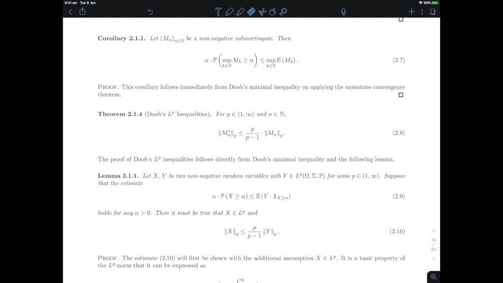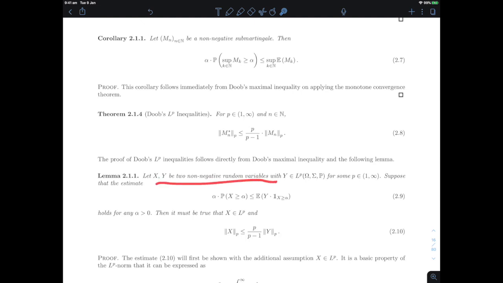Now, these inequalities we want to show here about the size of Mn star follow fairly directly from the control of the probability of Mn star being large that we've seen before, thanks to the specific form of the maximal inequality we've proven. Indeed, the theorem will be a direct consequence of the lemma just below it. So what is the lemma telling us? Nothing to do with martingales. It's a general fact about non-negative random variables.